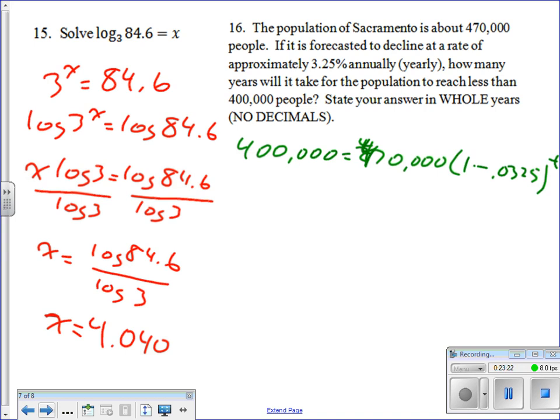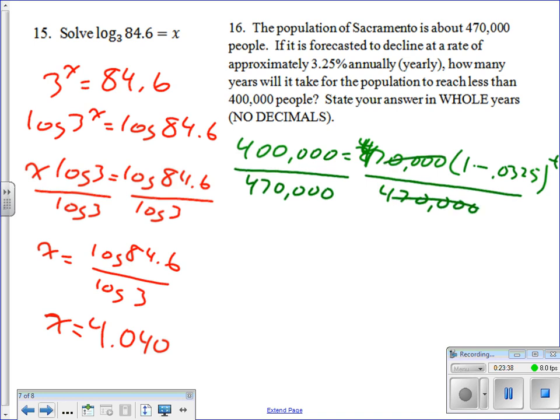So I need to solve for t, I need to solve for time. This is an exponential. I need to get that part by itself first. My first step, divide both sides by 470,000. Those cancel. And you get 0.85106 3, blah, blah, blah. Notice I'm not rounding it off to 2 decimal places. I'm carrying many more decimal places than I need.